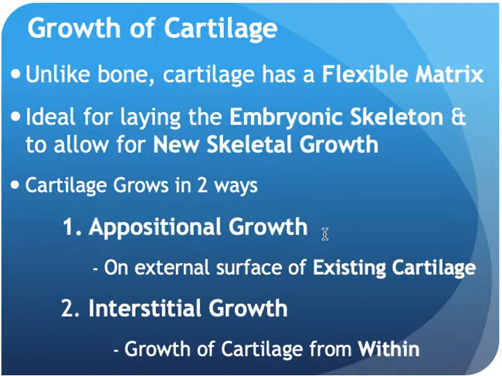You get appositional growth, which is growth of cartilage on the external surface of existing cartilage, so good multiple choice question. And then you have interstitial growth, which is growth of cartilage from within. So interstitial, inter usually means within or inside. Makes it a little bit easier to remember. But again, we're forming our skeleton using cartilage, and then we're going to make it bigger and bigger and use that cartilage to grow the skeleton, and then gradually we're going to replace all of that cartilage with bone.